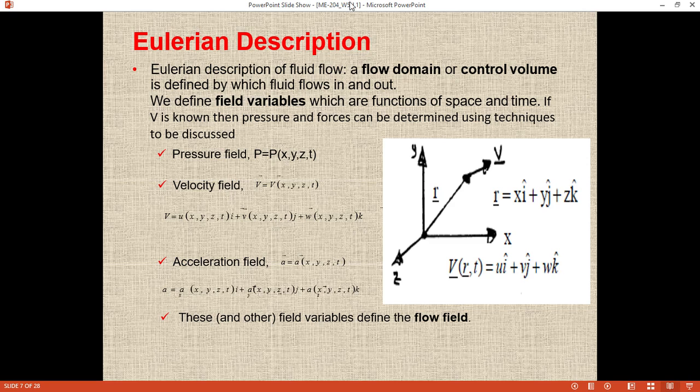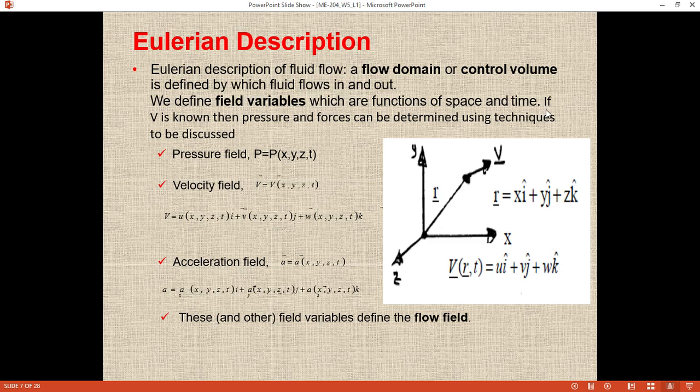Out of that volume, we do not observe the behavior of fluid flow or the fluid properties. So here we define field variables, which are functions of space and time. Field variables may be temperature, pressure, viscosity, density, or any fluid property, or it can be velocity or acceleration. So in the Eulerian description, we describe the fluid properties and the flow properties in terms of space and time.